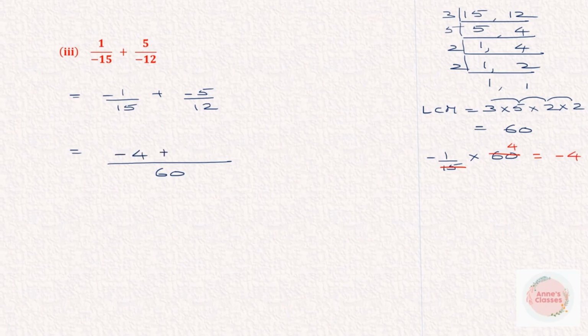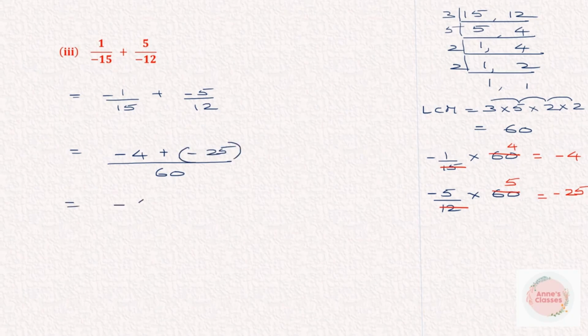Take the second fraction, minus 5 by 12. Multiply it by the LCM, 60. Cancel 12 5s are 60. Multiply the numerators. Minus 5 into 5 is minus 25. So let's write that minus 25. So here we have minus 4 plus minus 25.